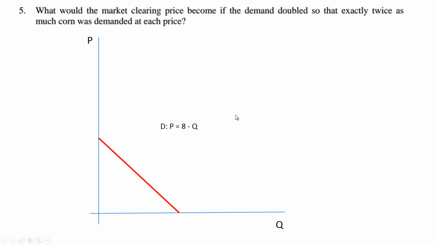Let's take a look at question 5 in problem set 2. What would the market clearing price become if the demand doubled? And this is really the interesting part of the problem: what does doubling the demand mean? Well, we see that that means that exactly twice as much corn was demanded at each price.